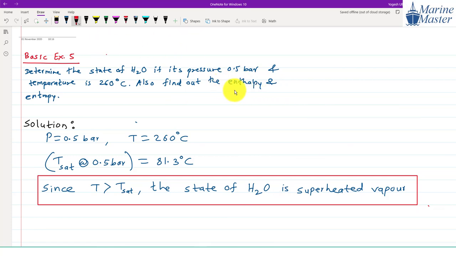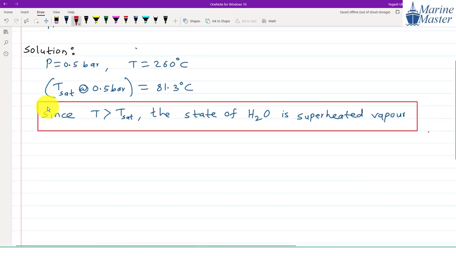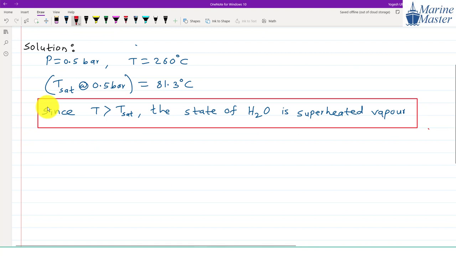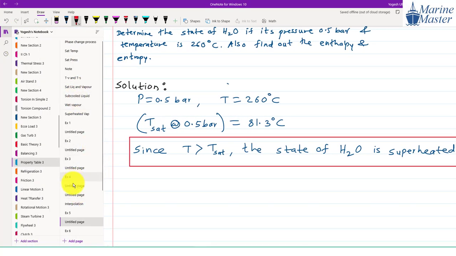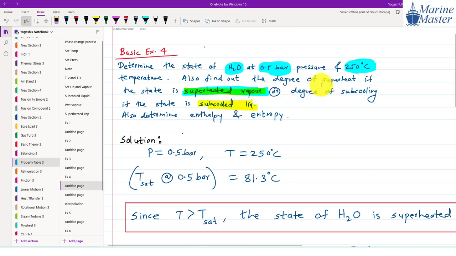Now what is our next target? What we have to find out? Enthalpy and entropy. And here, guys, see why we are taking this question. We did a similar question in the last basic example 4. In basic example 4, if you remember, the temperature was 250 degrees Celsius, and 250 degrees Celsius is easily available in the property table.